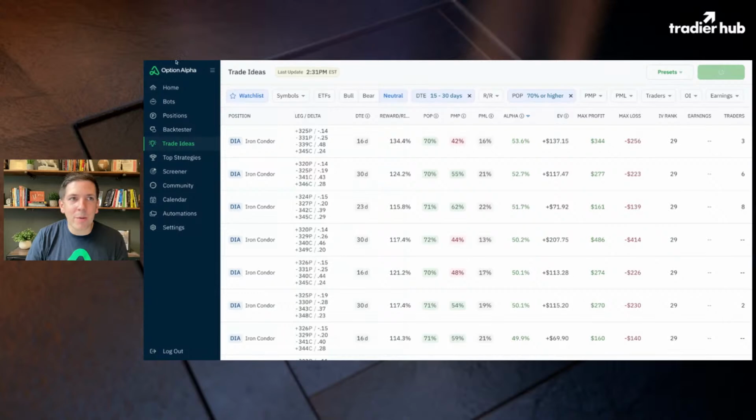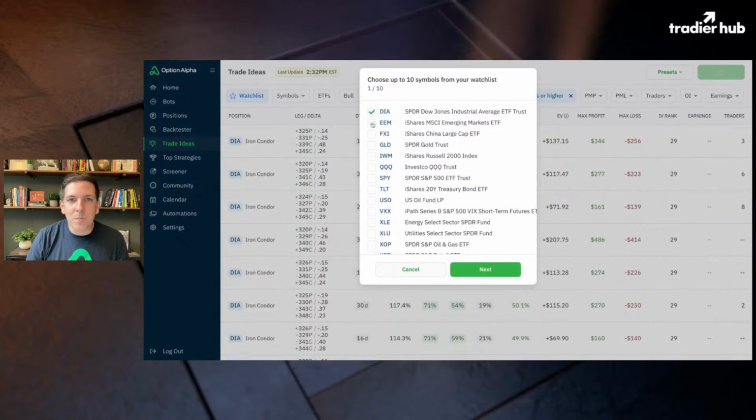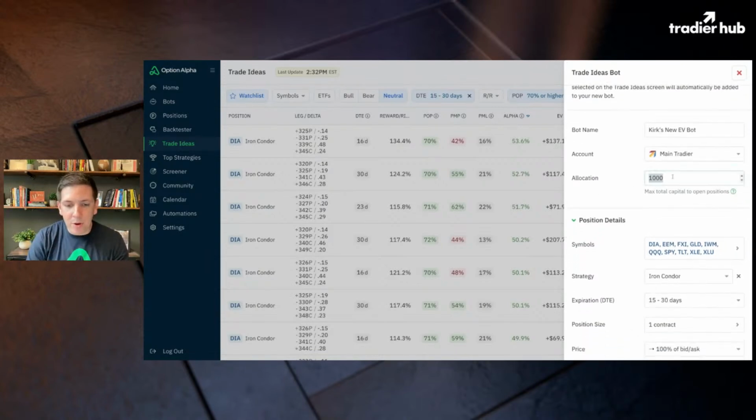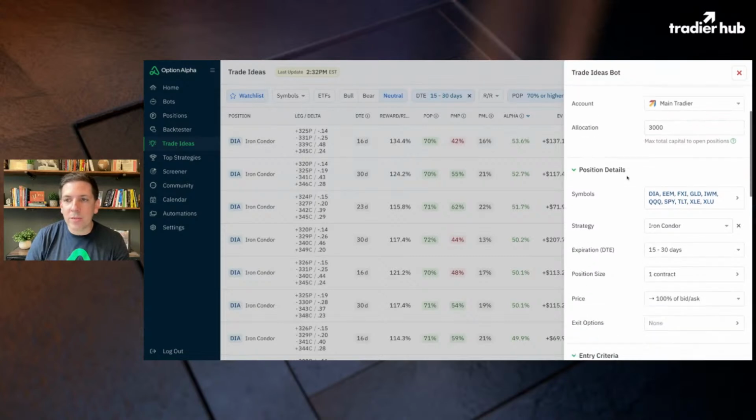So if I go in here and I want to auto trade this, then all I simply do is hit auto trade. I select up to 10 symbols for each of the bots. So let's just choose a bunch of symbols here. XLU. Okay, good. So I choose 10 symbols. I can say next. I give this bot a name, Kirk's new EV bot. Okay, whatever you want. You can connect it to a brokerage account like Tradier. So if you're at Tradier, you connect it to Tradier. You get Option Alpha for free. Just connect it to Tradier. Start trading there anyway. You give it some capital you want to allocate. Maybe we give it a little bit more money, like 3,000.